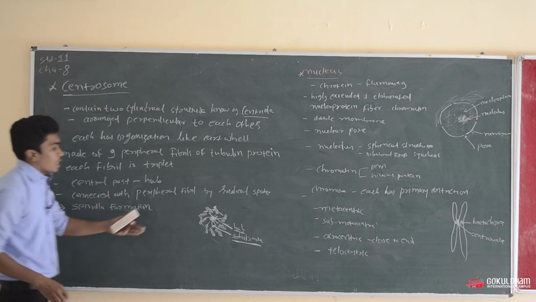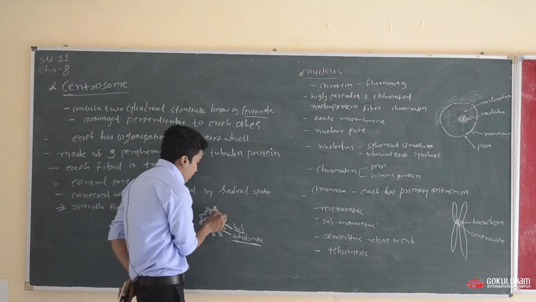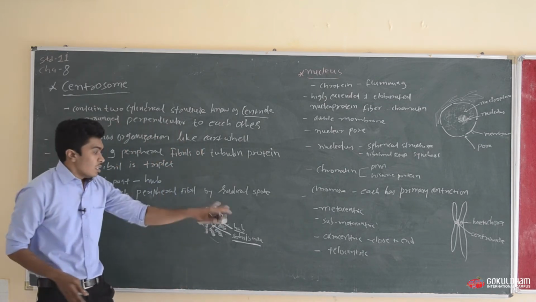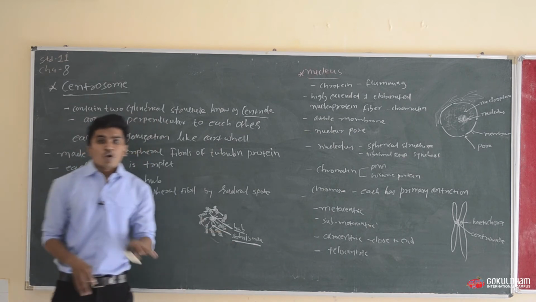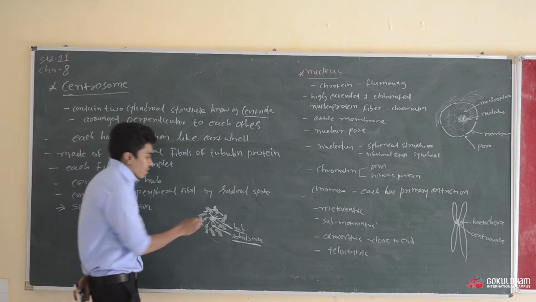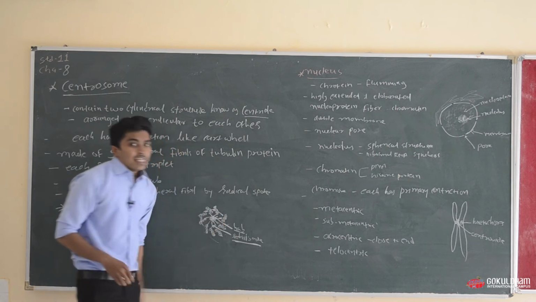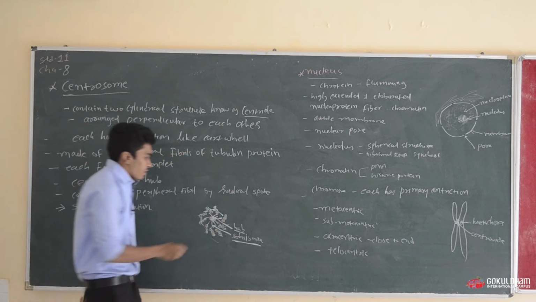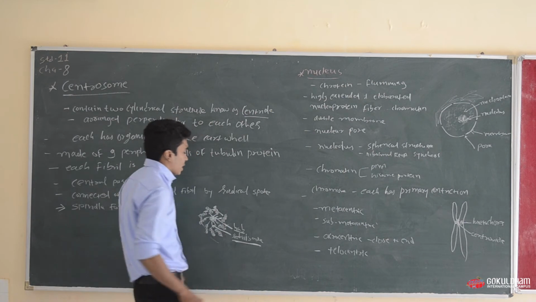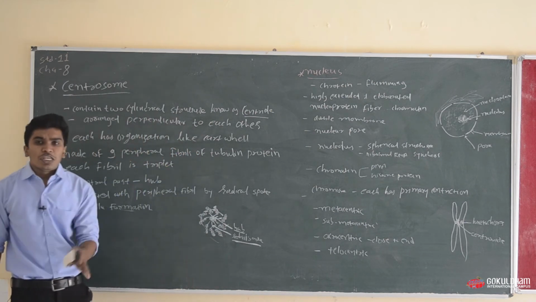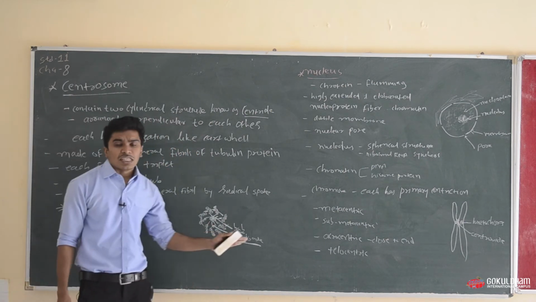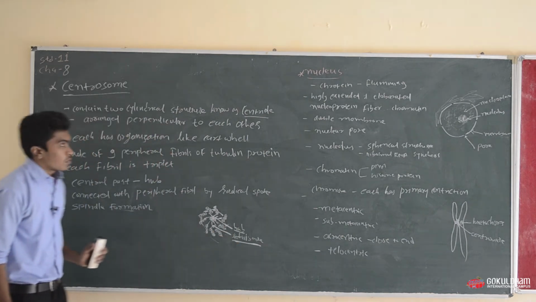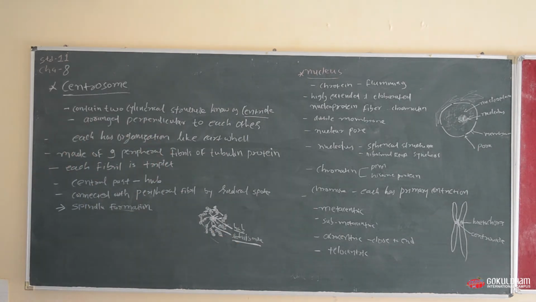The structure of the centrosome has 9 peripheral fibrils made up of tubulin proteins, and the core of this centrosome is known as the hub, which is connected with the peripheral fibrils of tubulin protein by the radial spokes. Okay, so this is about the centrosome. Now the next organelle is the nucleus.